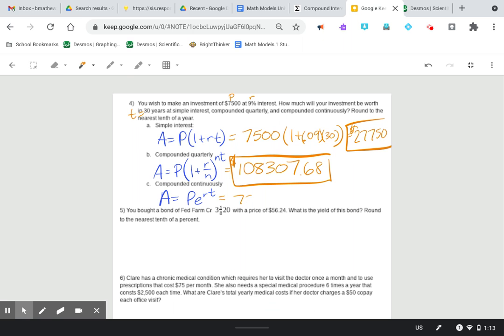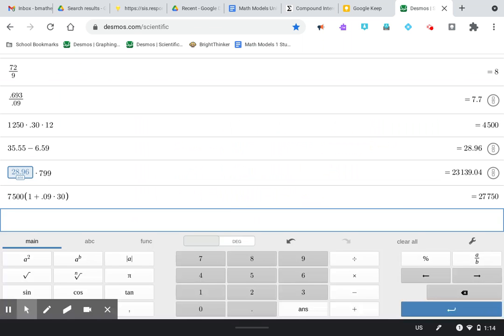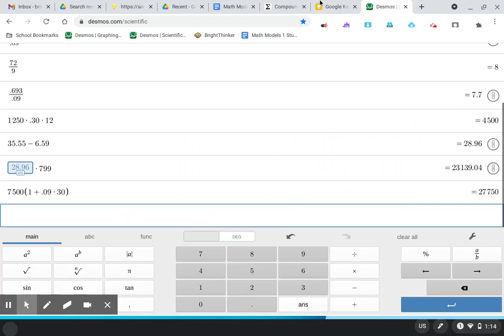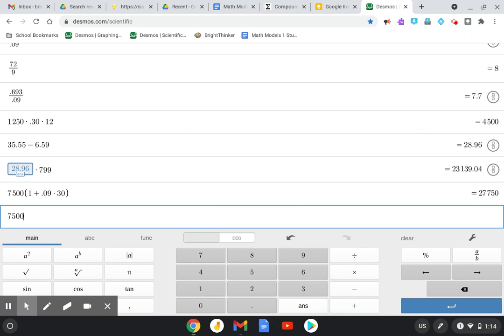Then for our last one, we have 7,500 times E raised to the 0.09 times 30 power. E is on your calculator. I'll show you where that is on Desmos. You should have an E button somewhere on your calculator. So I'm going to have 7,500.